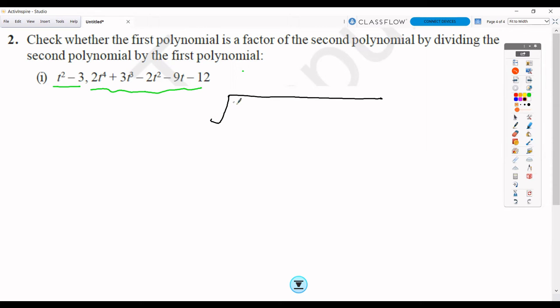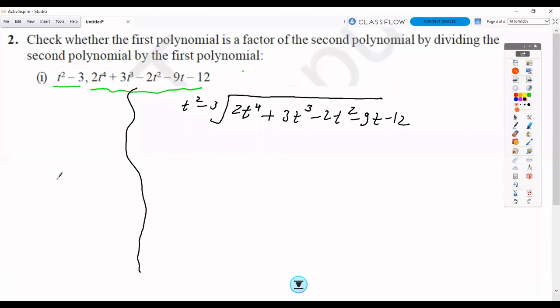We are going to take 2t to the power 4 plus 3t cube minus 2t square minus 9t minus 12, divided by t square minus 3. As I said, try for some time in the rough space; later on you will be acquainted with it. Here the highest power is t to the power 4, so I take 2t to the power 4 and divide by t square.